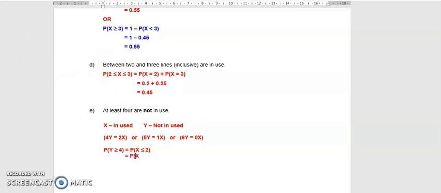Probability of x equal to 2 plus probability of x equal to 1 plus probability of x equal to 0. So what is the probability? If x equal to 2, the probability is 0.2 plus if x equal to 1, 0.15, and if x equal to 0, the probability is 0.1. So probability is 0.45.